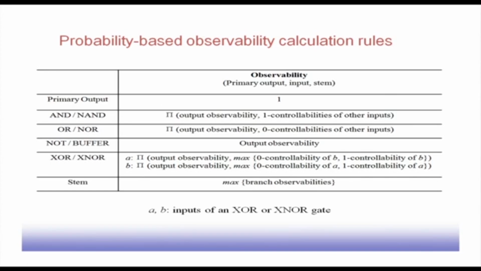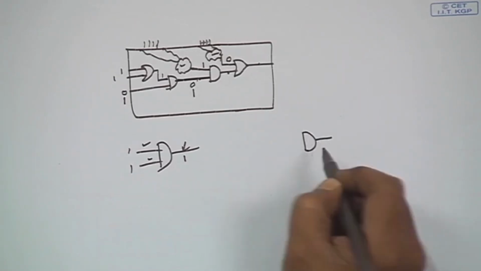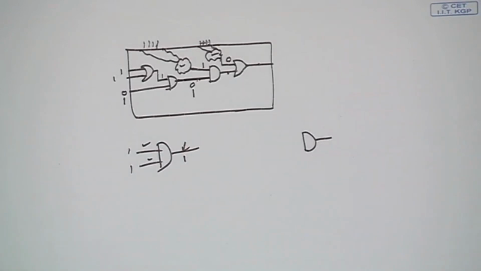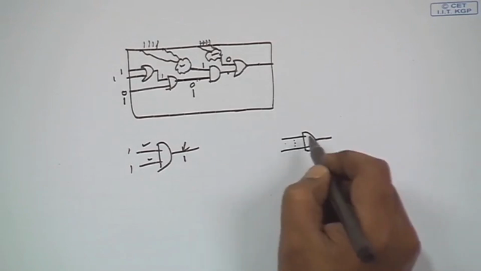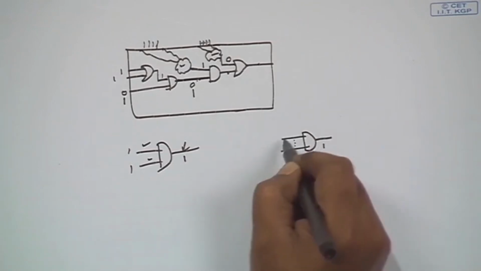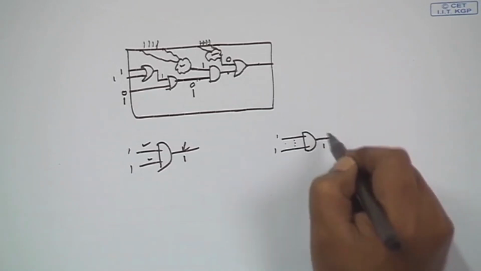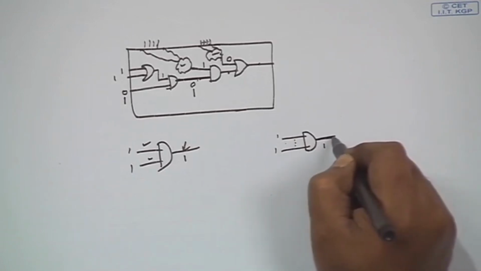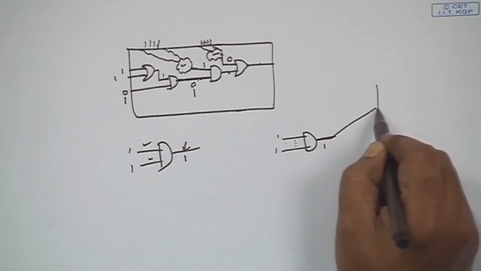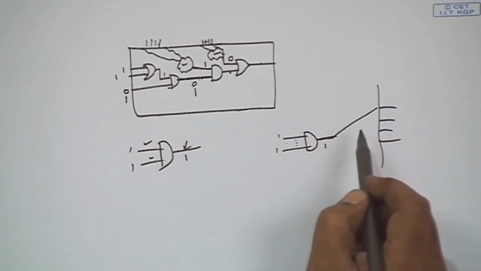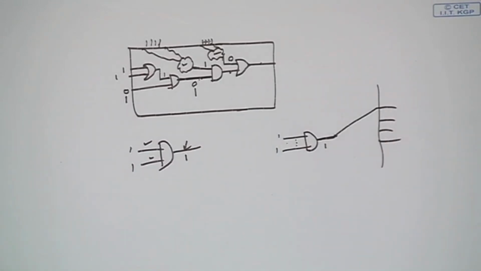So, what happens is that if I have an AND gate with a number of inputs, first of all, to get a 1 here, I have to set all these values to 1. The second thing is that this output has to be propagated to some primary output. If this chip or system has a number of primary outputs, then this output has to be propagated to some primary output for observation.